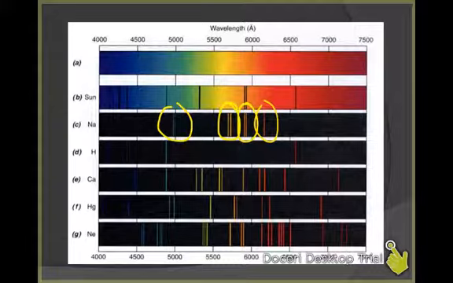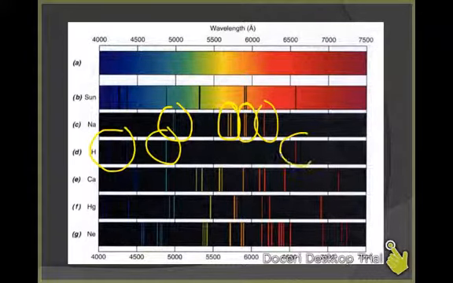Hydrogen doesn't produce very many lines. It produces a couple of blue lines, a green line, and down here a red line. So every single time we see this, we can identify it as hydrogen because this is a fingerprint. Everybody has a different fingerprint. Every element produces a different set of colored lines.